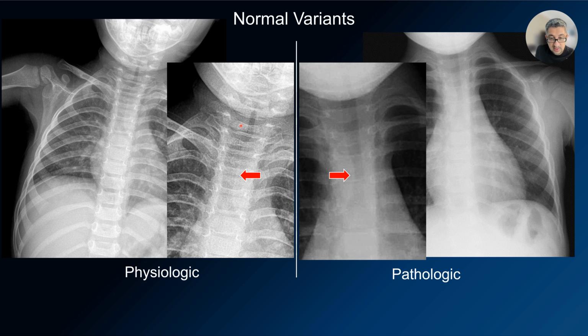This usually happens in infants, especially when they are in supine position. The trachea tends to deviate to the right side because of the aortic arch, which is located on the left. But when you see a leftward deviation, it's always pathologic. You should look for a mass, lymphadenopathy, or a vascular malformation.